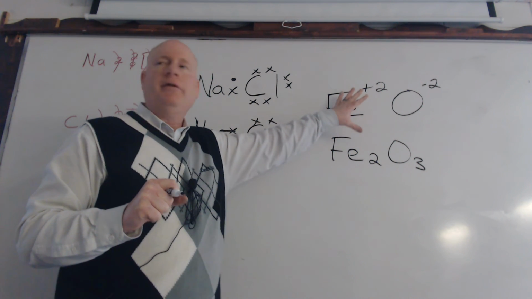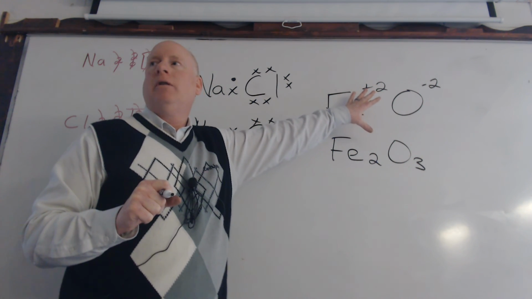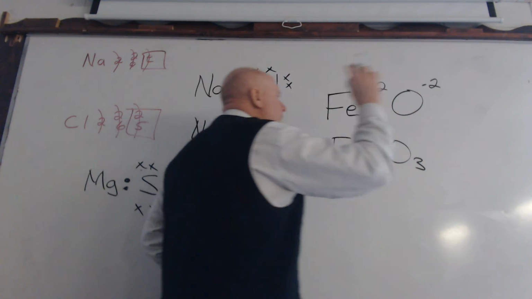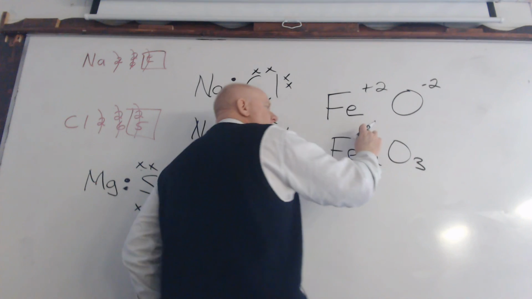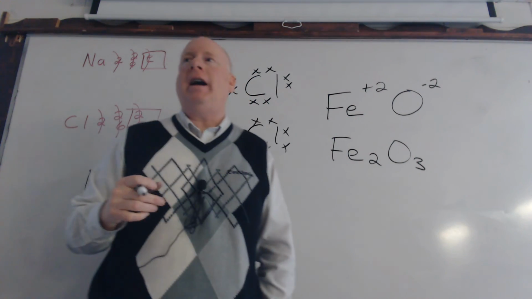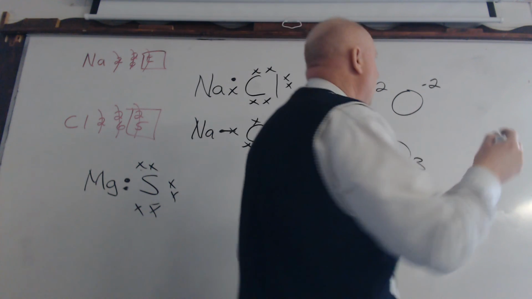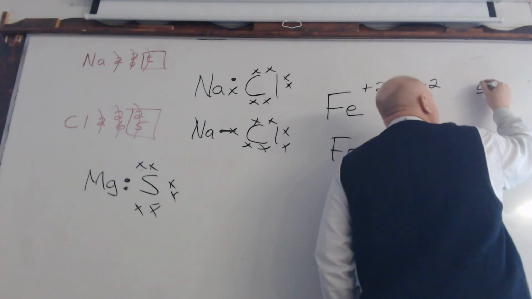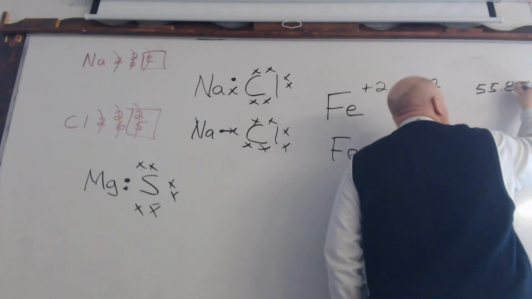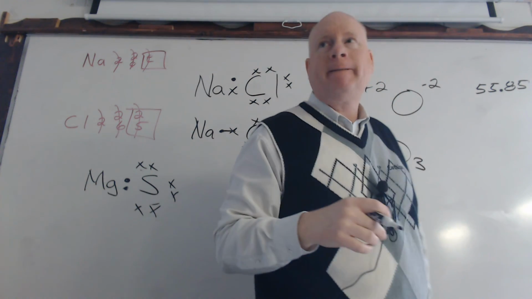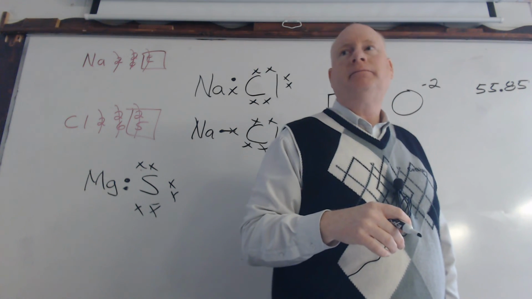So this tells you what atoms you have and how many that you have. Okay, so the atomic mass for iron is what? 55.85, right?